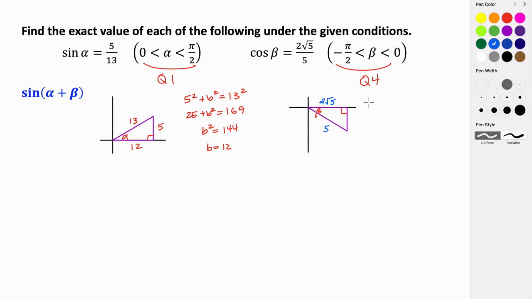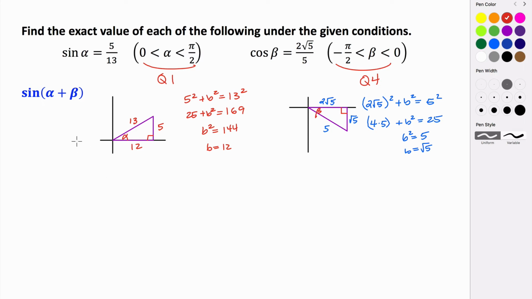Again, the Pythagorean Theorem says (2 rad 5) quantity squared plus b squared equals 5 squared. When you square this, you square the outside value and you square the radical. So we get 4 times 5 plus b squared equals 25. That's just 20, so 25 minus 20 is 5. So b squared is equal to 5, which means that b is the square root of 5. So this is rad 5.